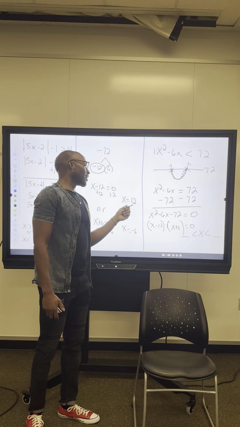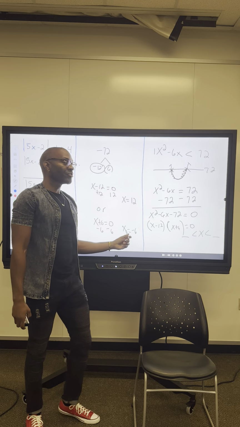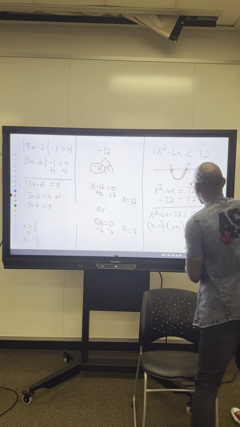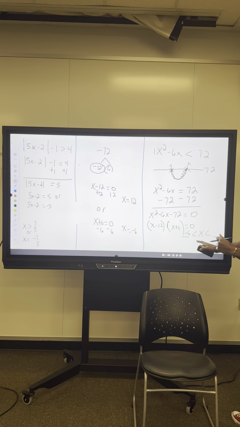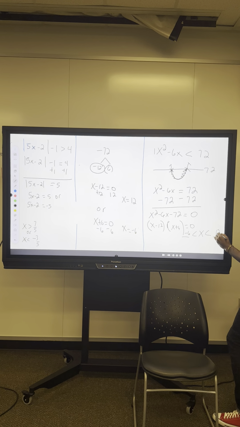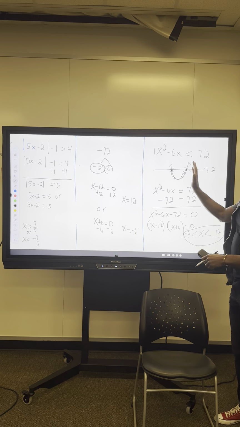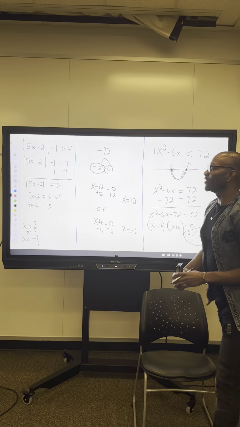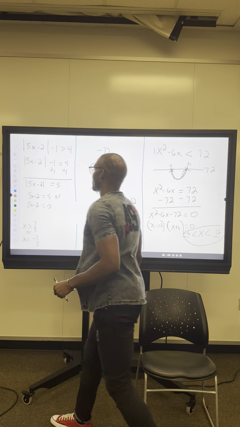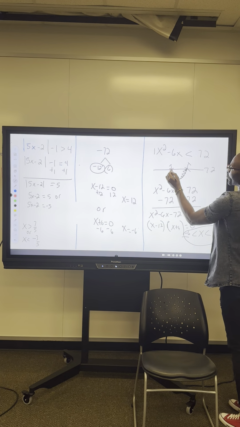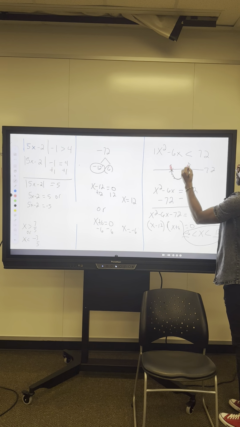You always put the smallest number first. So this is going to be negative 6 is less than x, less than the larger number, which is 12. This is your solution. Now keep in mind, this only looks like this when it's less than. If we were to change this to greater than, then you're going to have 2 sets of numbers, because this is where it's greater than, when it's above the line.